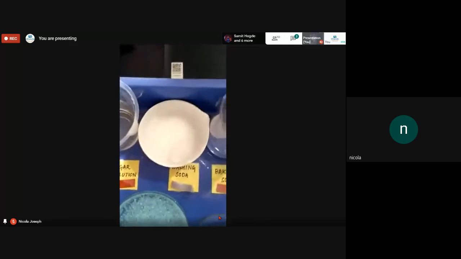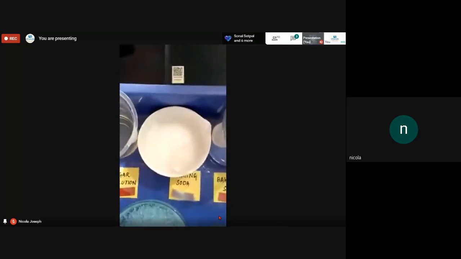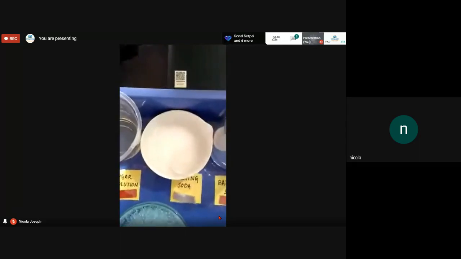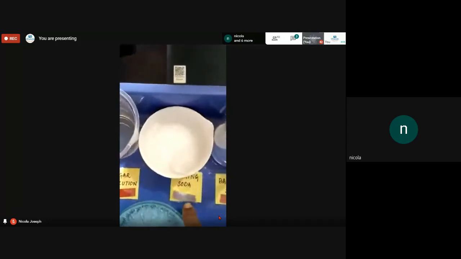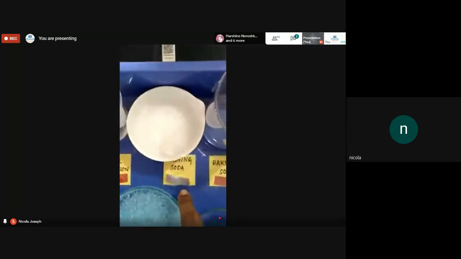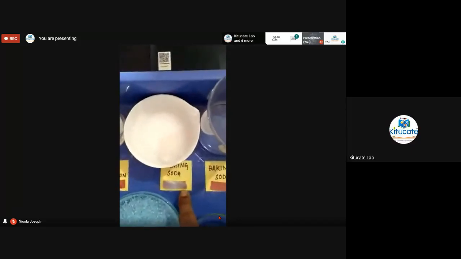Blue litmus paper will remain blue if it is dipped in a base. But if it is dipped in an acid, it will change its color to red. So washing soda is a base, and it did not change its color. It remained blue. It did not change to red. Ma'am, can we dip a red litmus paper in washing soda and show them?